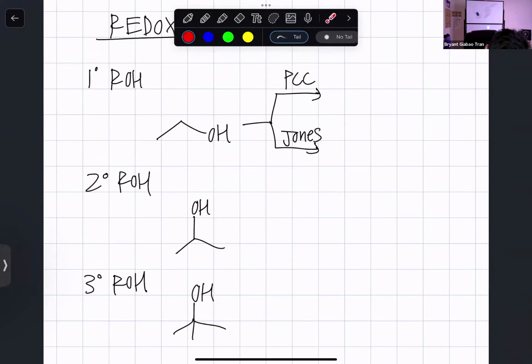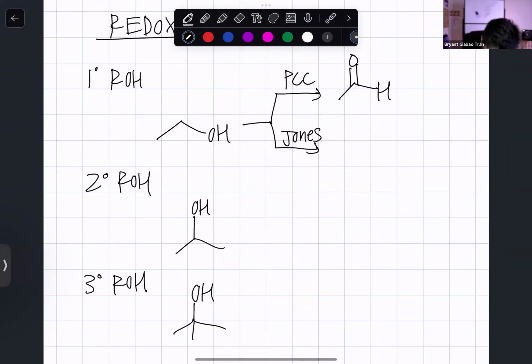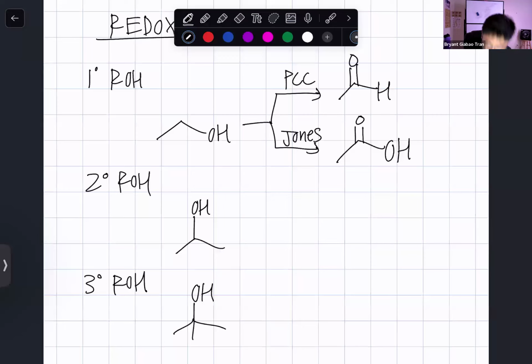Right? PCC is a weaker oxidizing agent, which, if you have a primary alcohol, is going to transform the alcohol into an aldehyde. Jones is a stronger oxidizing agent, so that's going to fully oxidize the primary alcohol into a carboxylic acid, right? This is a stronger oxidizing agent because we see that this carbon here has more bonds to oxygen in the final product. This is a weaker oxidizing agent because we see that the final product here only has 2 bonds to oxygen and 1 bond to hydrogen, right?